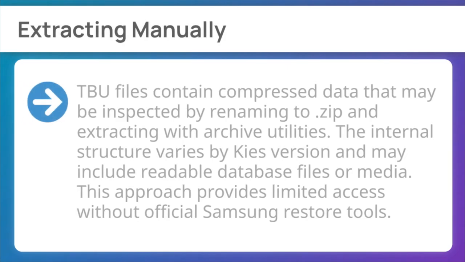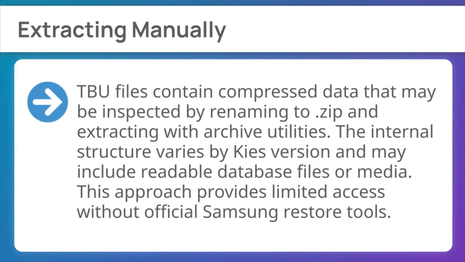Finally, extracting manually. TBU files contain compressed data that may be inspected by renaming to .zip and extracting with archive utilities. The internal structure varies by Kies version and may include readable database files or media. This approach provides limited access without official Samsung restore tools.